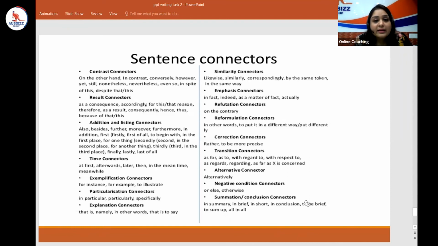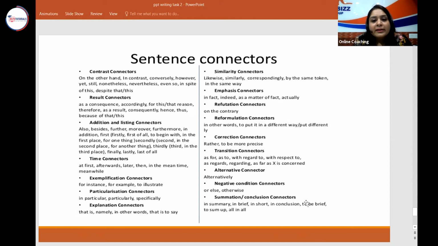How can you add and list the thoughts? Addition and listing connectors, you can add also, besides, further, moreover, furthermore, in addition. First, you can write firstly, first of all, to begin with. Secondly, in the second place, for another thing. And if you want particularization, like if you want to add some particular thought of yours, you can write in particular, particularly, specifically. If you are writing a thought but you have to add a similar thought to that, you can write likewise, similarly, correspondingly, by the same token, in the same way.